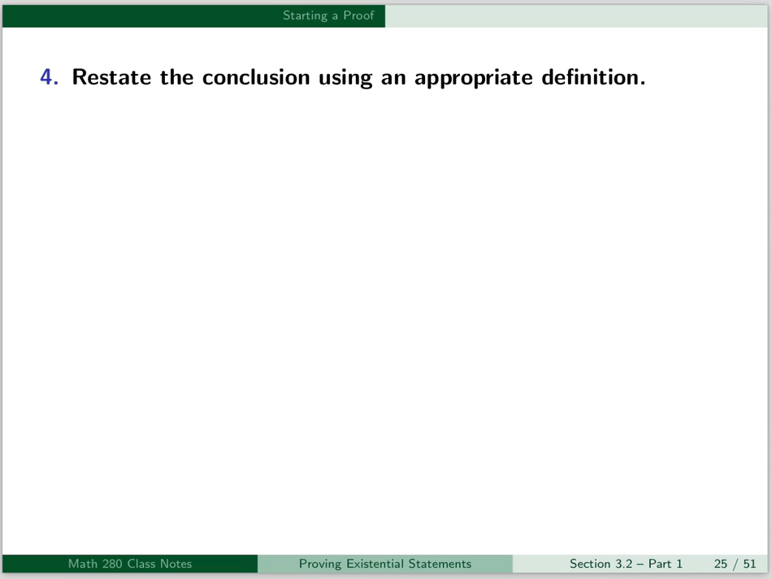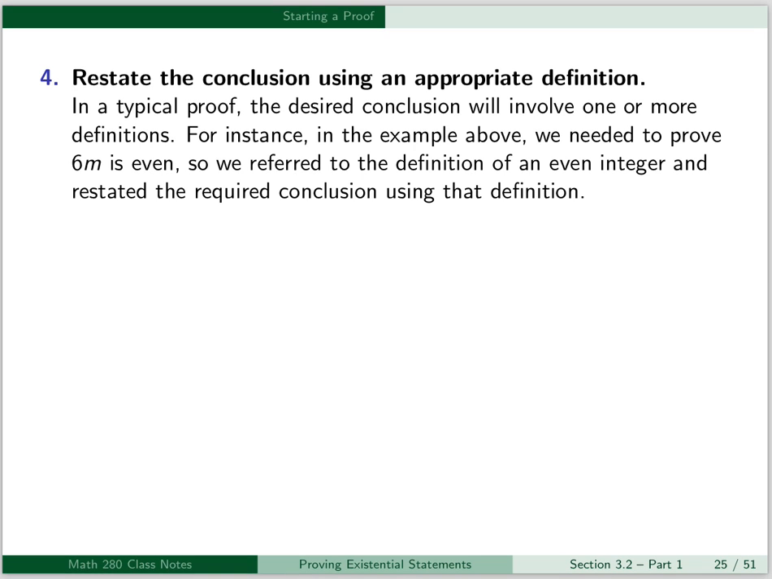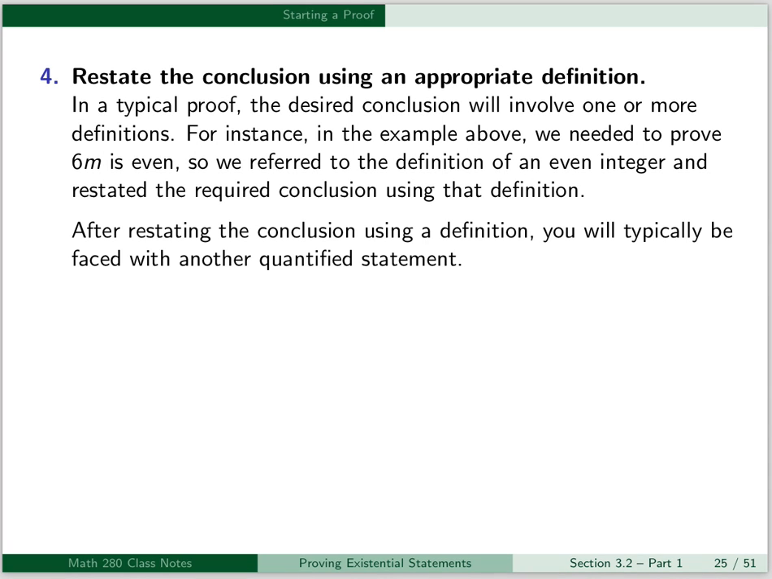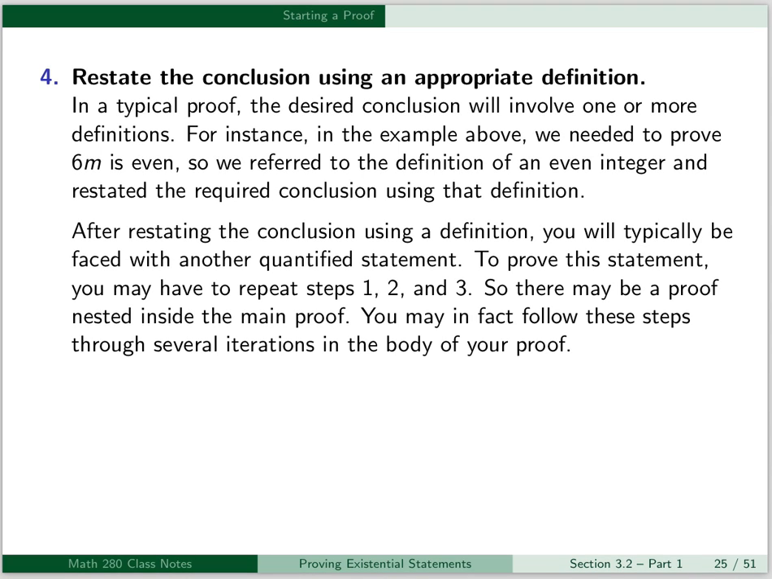Fourth, you want to restate the conclusion using an appropriate definition. In a typical proof, the desired conclusion will involve one or more definitions. For instance, in the example above, we needed to prove 6m is even, so we referred to the definition of an even integer and restated the required conclusion using that definition. After restating the conclusion using a definition, you will typically be faced with another quantified statement. To prove this statement, you may have to repeat steps 1, 2, and 3, so there may be a proof nested inside the main proof. You may in fact follow these steps through several iterations in the body of your proof.